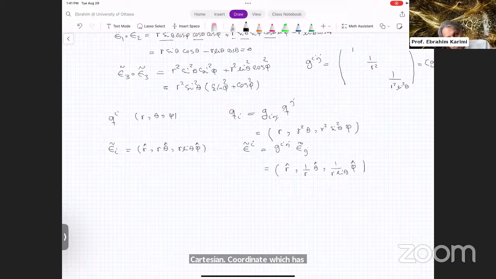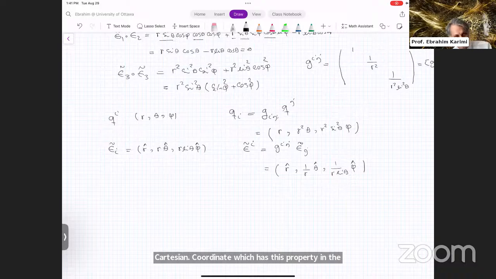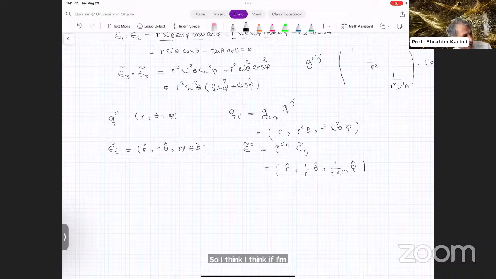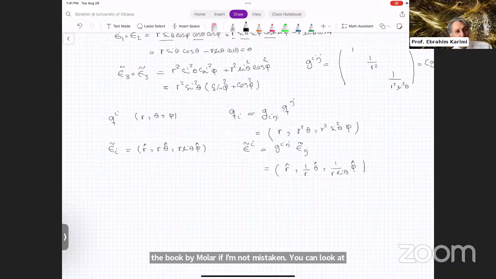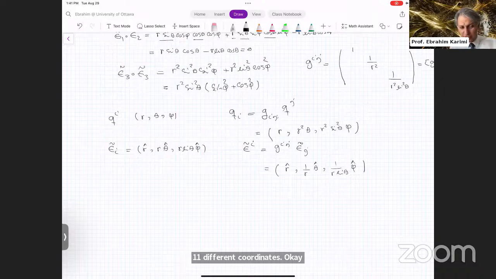The circular cylindrical coordinate has the same property. Elliptical cylindrical coordinate has the same property. Spherical coordinate has the same property. If I'm not mistaken, you can look at a book by Moon and Spencer, which covers 11 different coordinate systems. Well, it may happen that you introduce a coordinate system which is not diagonal.